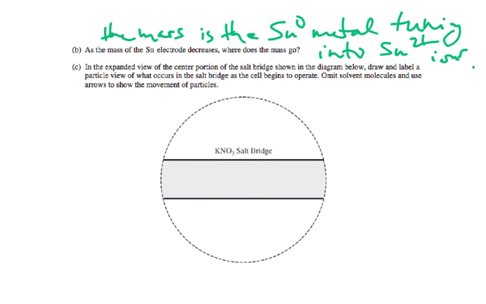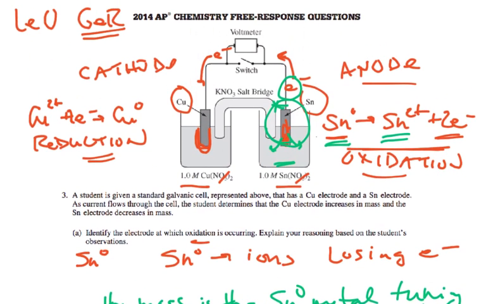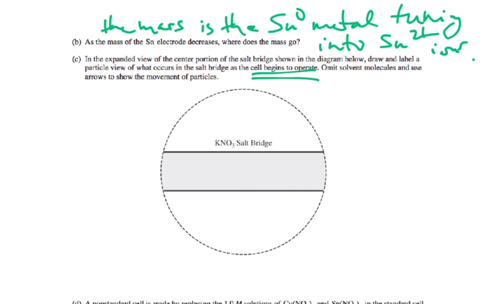In the expanded view of the center portion of the salt bridge shown in the diagram below, draw and label the particle view of what occurs in the salt bridge as the cell begins to operate. Omit solvent molecules and use arrows to show the movement of particles. First off, I was confused by this when I first read it, and what I finally realized is we're looking at a close-up of that little piece of the salt bridge. So here's the salt bridge, and in that tube there are K+ ions and NO3- ions.